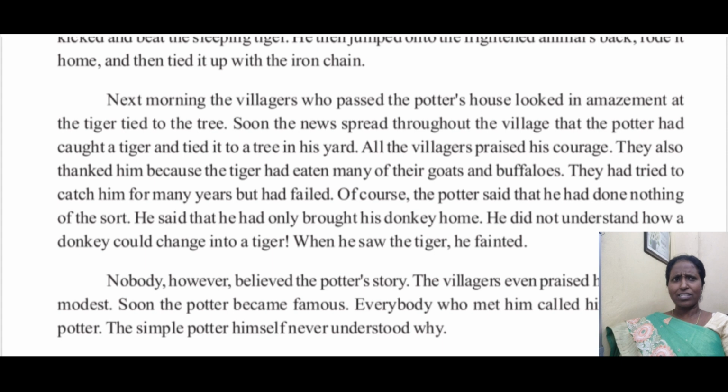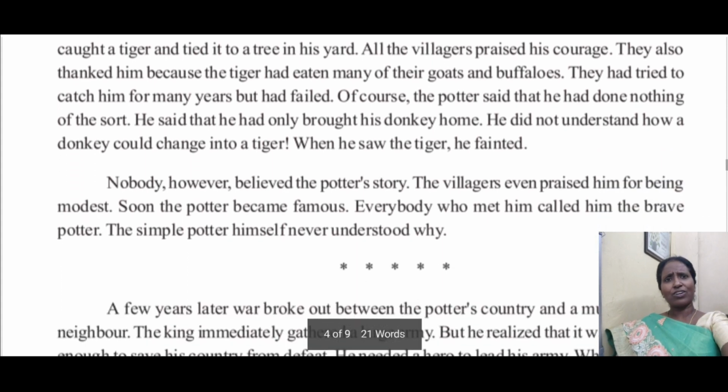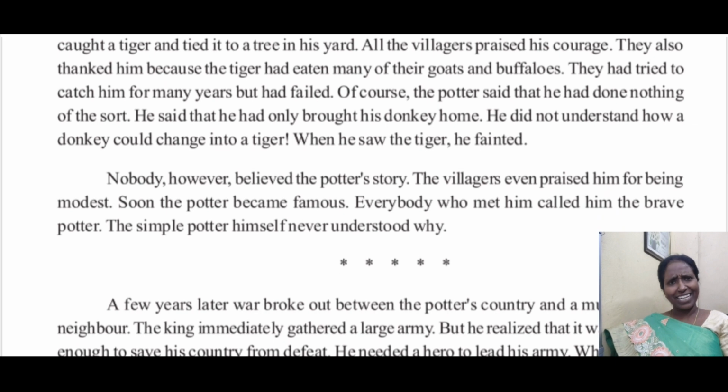Of course, the potter said that he had done nothing of the sort. Now look, the potter did not know how he could catch a tiger. "No, I never caught a tiger," he was saying. He said that he had only brought his donkey home. "I didn't bring any tiger." He did not understand how a donkey could change into a tiger. Now he himself was surprised. What is this, man? I brought my donkey and everyone is saying that I brought a tiger.